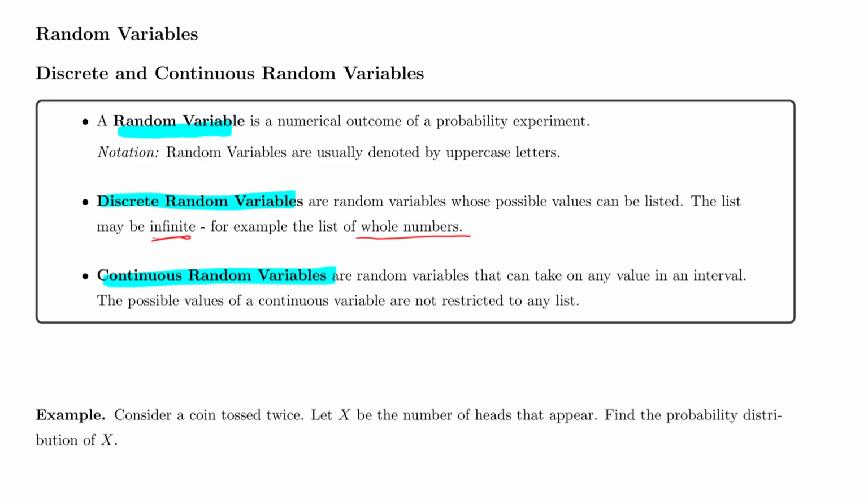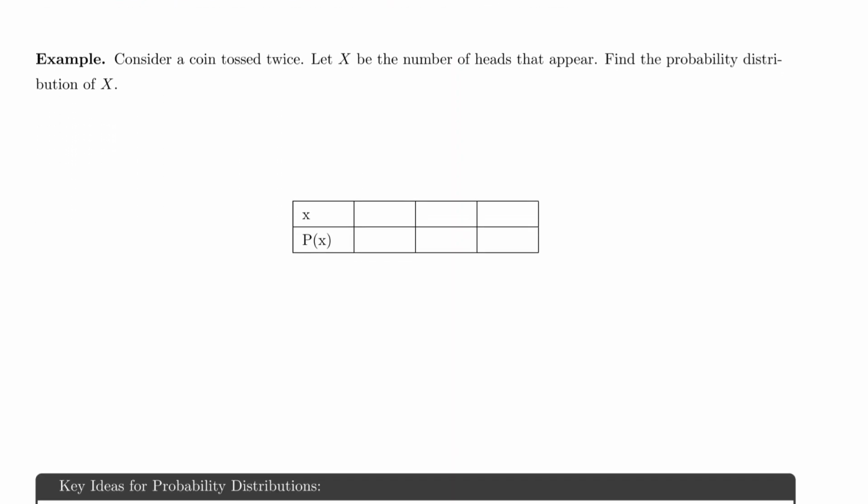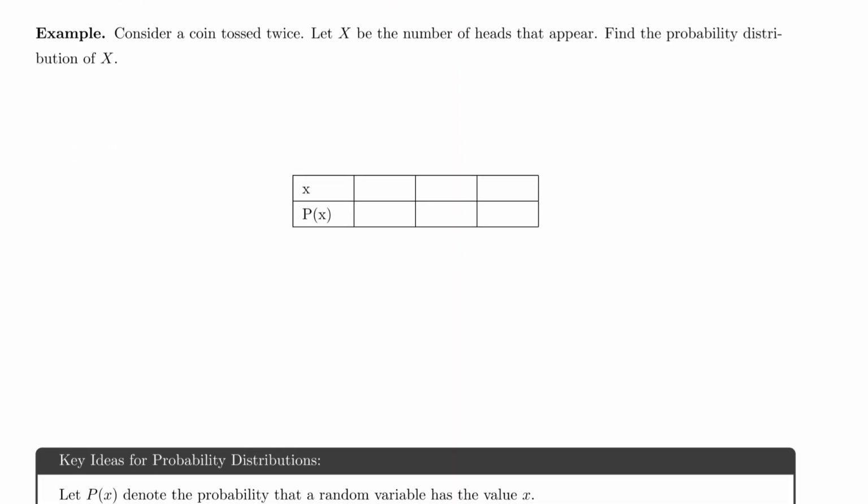So how do we relate this in the context of probability and probability distribution? So in this video, we're going to look at discrete random variables. So consider a coin tossed twice. Let x, this is the random variable, be the number of heads that appear. Find the probability distribution of x.